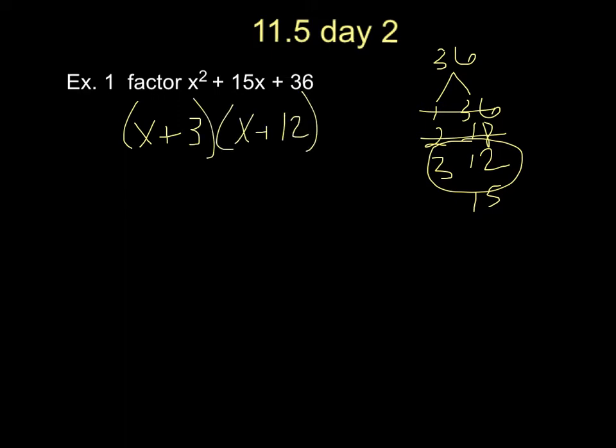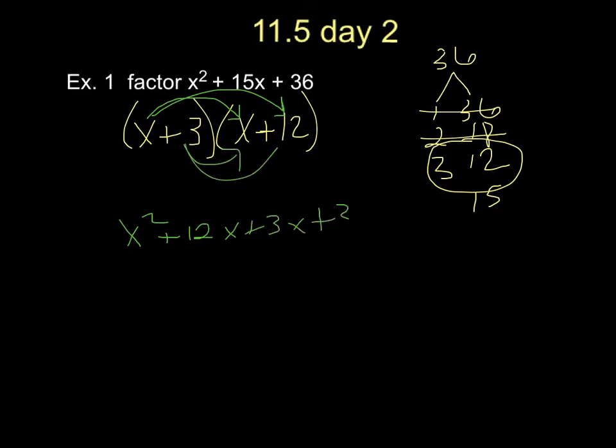And remember, you should never have to ask anybody if your factoring is correct, because all you need to do is distribute. If you factored correctly, you should get back the exact same expression that you started with. So when we distribute, we've got x squared plus 15x plus 36, ending up exactly where we started.